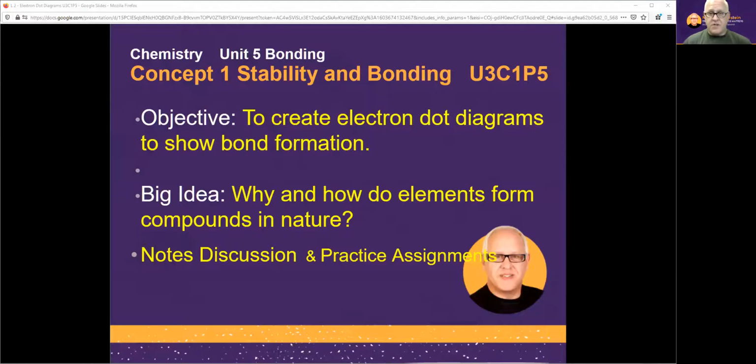So in our first lesson on electron dot diagrams, you learned that we're only concerned about the valence electrons when looking at bonding. And you saw how placing the valence electrons as individual dots around the elemental symbol makes it a whole lot easier to set up that element for bonding. And so today we're going to create electron dot diagrams to show the bond formation.